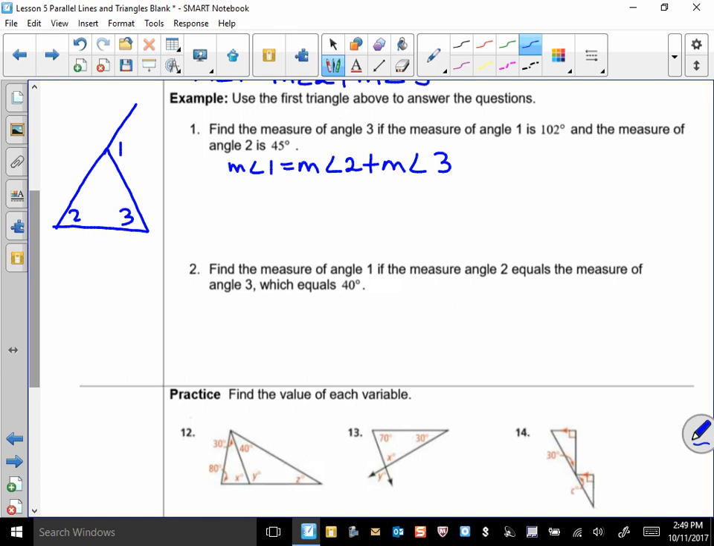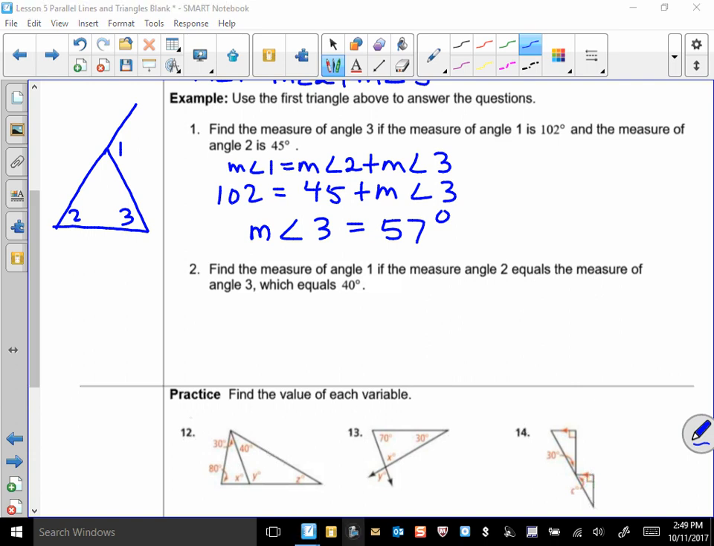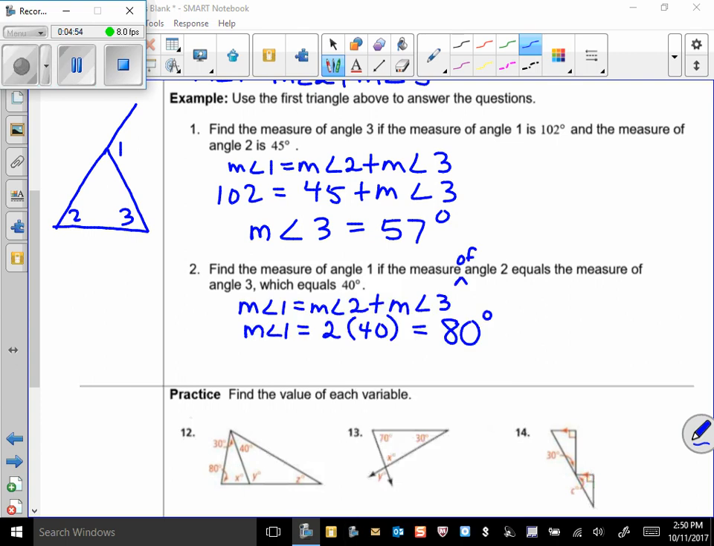Okay, I'm given the measure of angle 1. I'm given the measure of angle 2. So now I just have to use the subtraction property of equality to solve for the measure of angle 3. And when I subtract 45 from 102, I get 57 degrees. Okay, you do number 2, come back and check it.